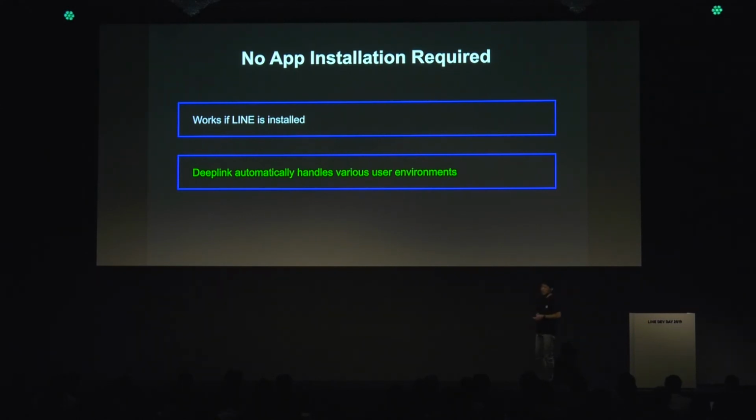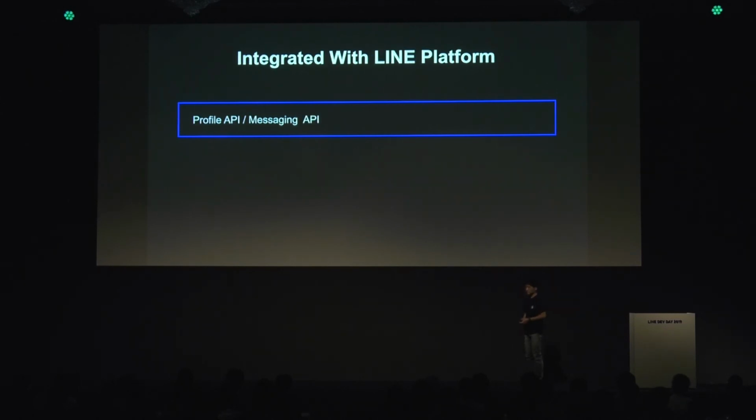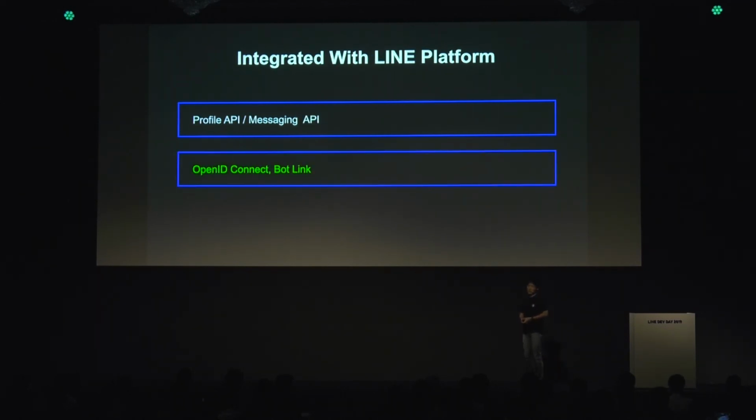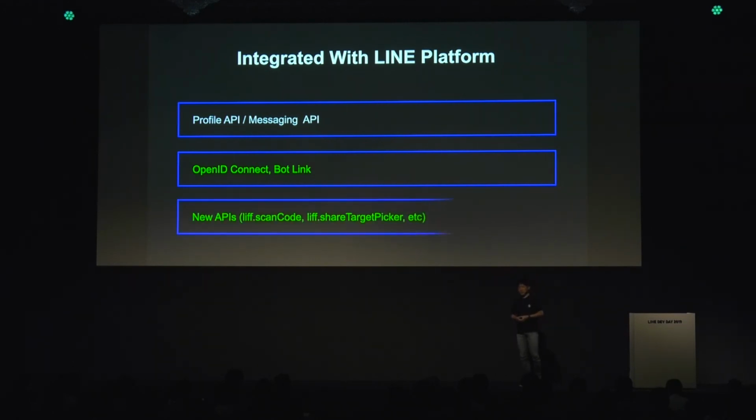Second is the support of deep link. So even when LINE is not installed, as long as LINE account is held, LIFF application can be accessed. So UX has been improved. Thirdly is OpenID and bot link, and new APIs have been added so that new use cases are supported. These are the newly added values and advantages in LIFF version 2.